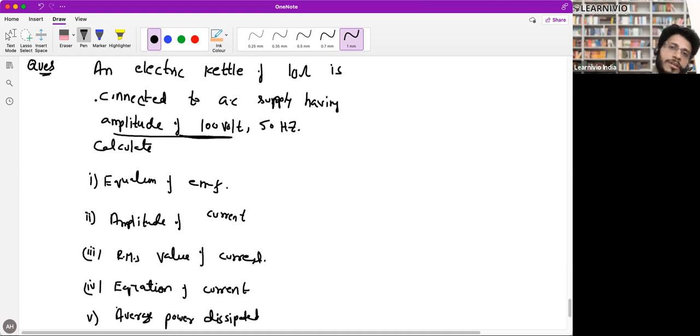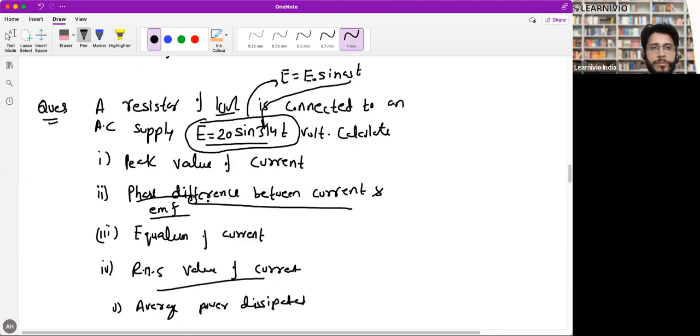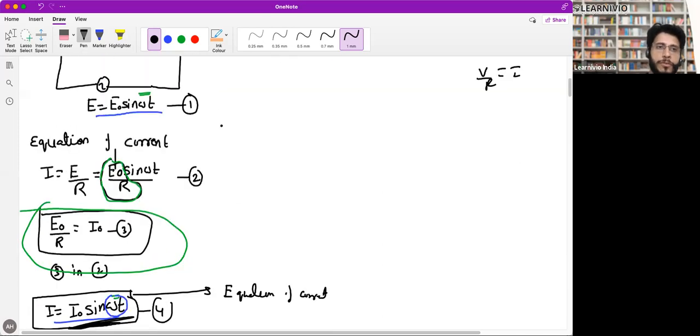So Sania, which value is this? This is peak value, no? First of all, Sania, write the equation of EMF, not the current. This equation number 1, I'm asking. This is the equation of EMF. Write this equation first.